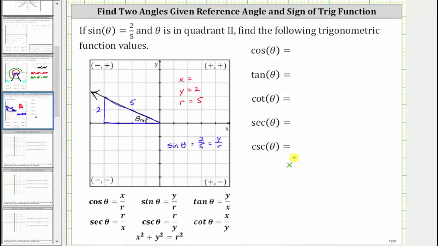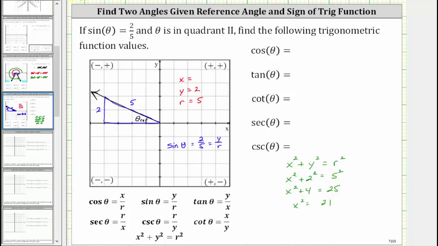Using x squared plus y squared equals r squared, we substitute 2 for y and 5 for r and solve for x. But remember, x is going to be negative. Performing this substitution gives us x squared plus the square of 2 equals the square of 5. Simplifying, we have x squared plus 4 equals 25. Solving for x squared, we subtract 4 on both sides, which gives us x squared equals 21.